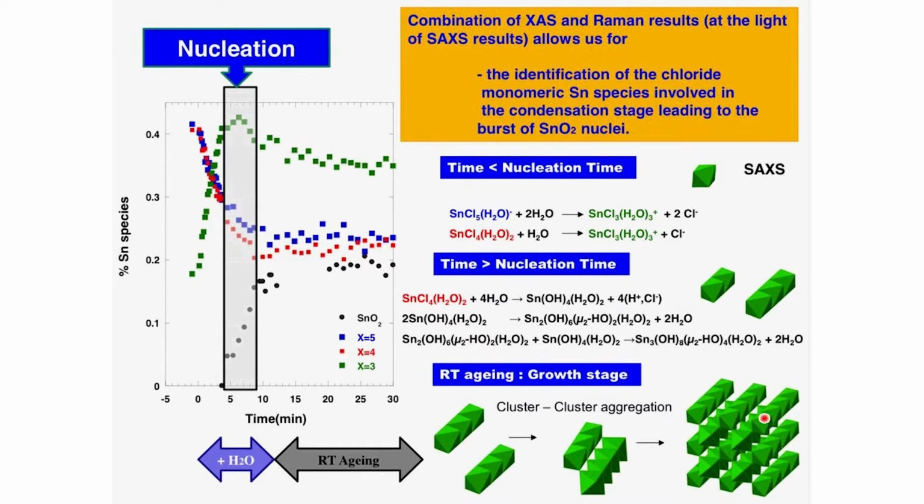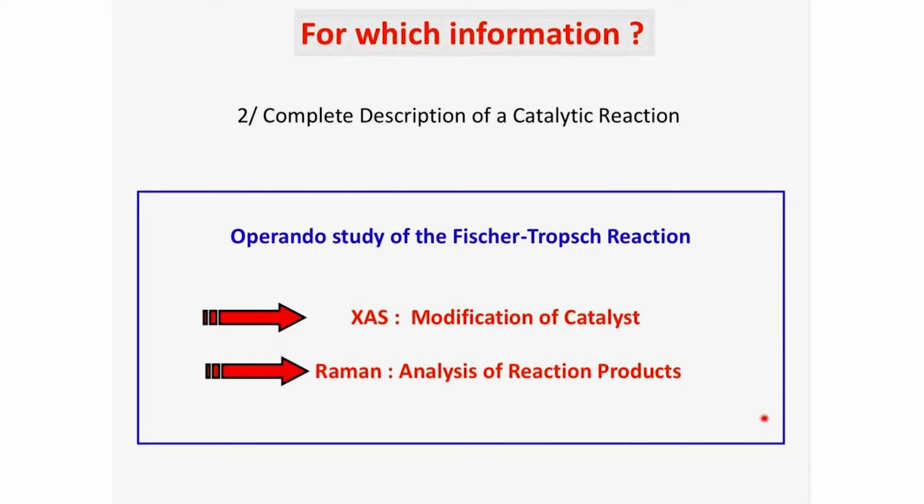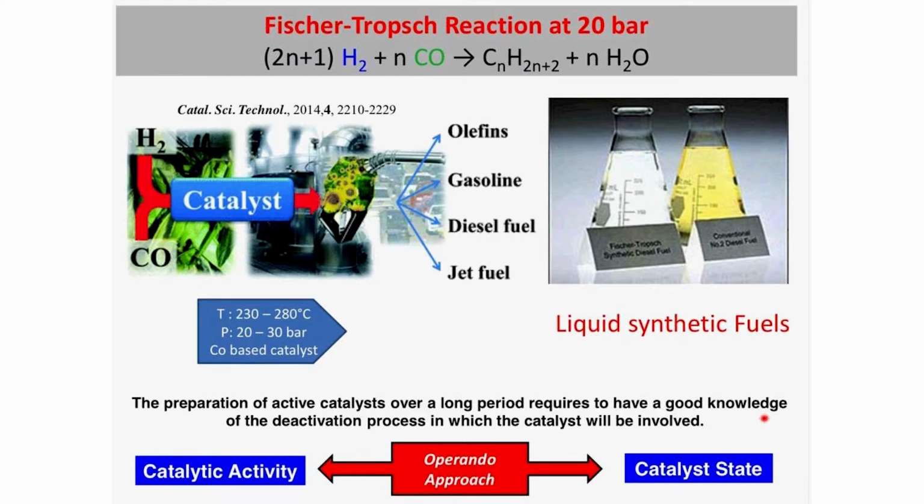So, let me move to my second example. This example deals with the study of heterogeneous catalysts in working condition. The studied catalysts are cobalt-based catalysts used for the Fischer-Tropsch reaction.